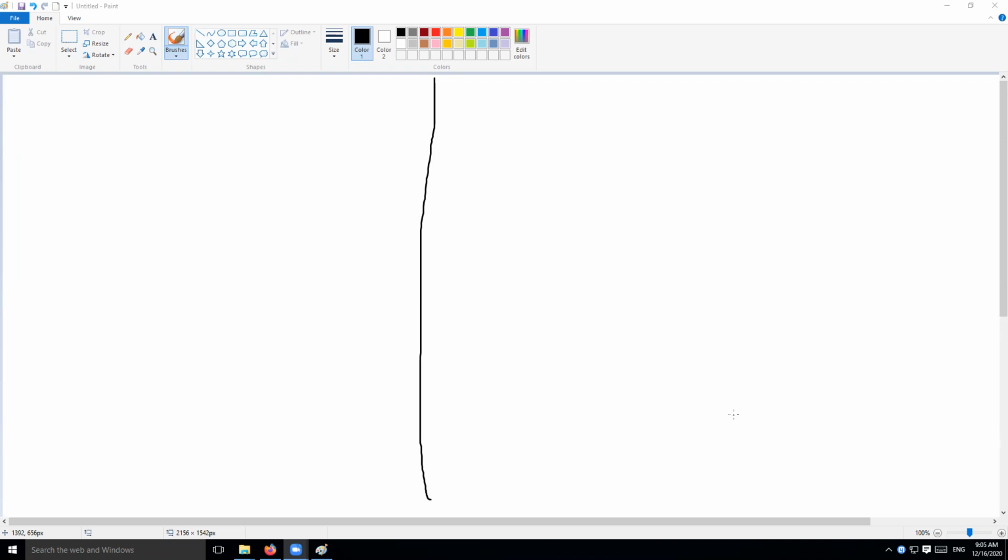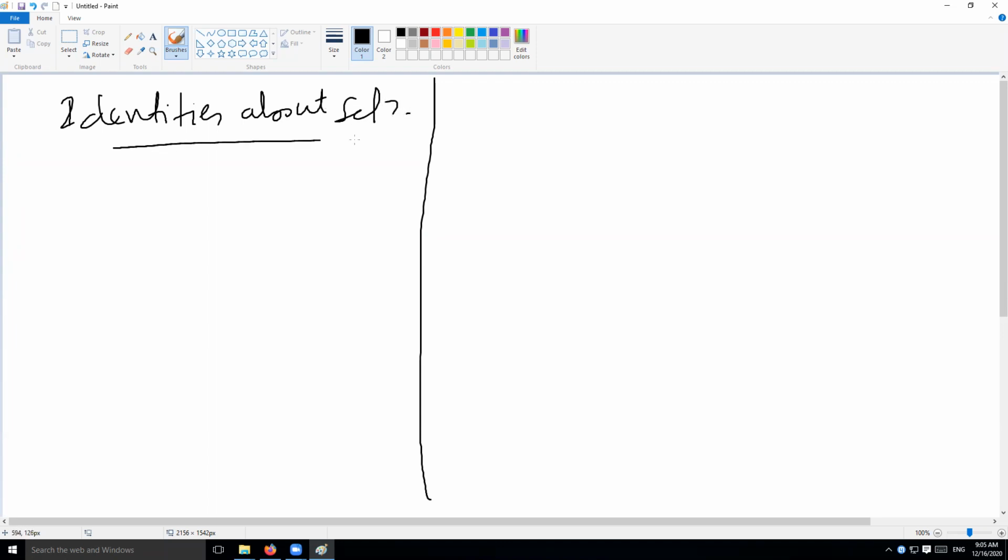So what we did in our last class, we ended our discussion on proving some identities about sets actually. Okay, some identities about sets. Right. This was the first thing that we have done.